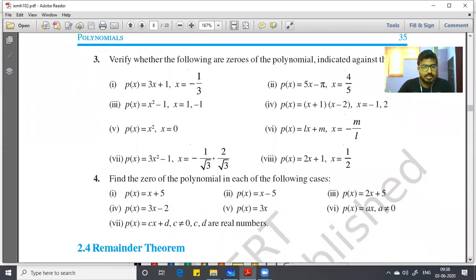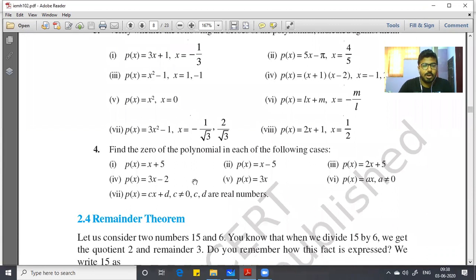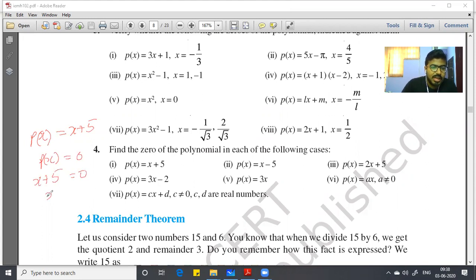Then next is find the zeros of the following cases. Okay, following cases का आपको zeros find out करना है. The same way as we did earlier, zeros find out करना है. So आपको p of x is equal to x plus 5. Okay, आपको zeros find out करना है, तो p of x को किससे equate करना है, 0 से equate करना है. So x plus 5 equal to 0. x is equal to क्या होएगा, -5. प्लस 5 बाजू में जाएगा तो हो जाएगा -5.